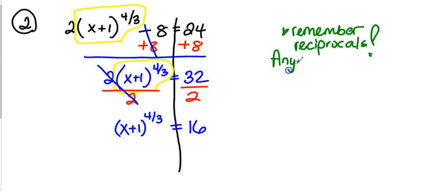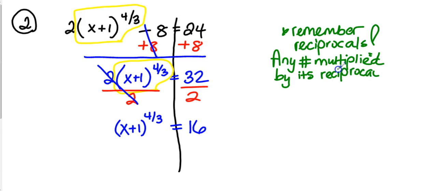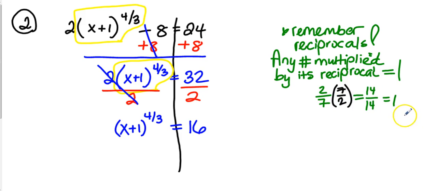We have to remember reciprocals. Any number multiplied by its reciprocal equals 1. So for example, if I had 2/7, the reciprocal of 2/7 is 7/2. Let's see what happens when we multiply straight across. 2 times 7 is 14. 7 times 2 is 14. 14 divided by 14 equals 1. So any number multiplied by its reciprocal equals 1.